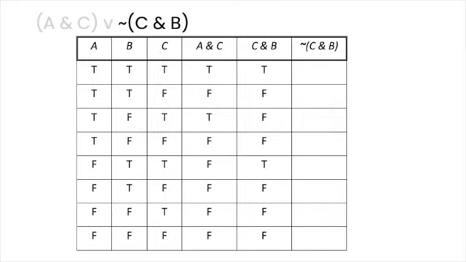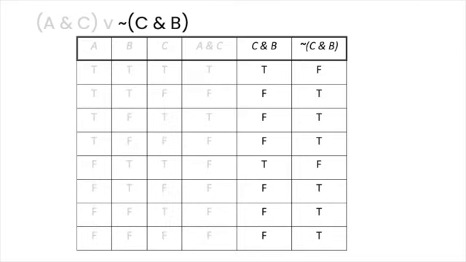Next, we add the negation. And with that, we start the column for not C and B. If you remember, what the negation does is invert the value of the sentence it applies to. Here the tilde applies to C and B. So we're simply going to switch the values in the previous column. Wherever there was a T, we'll write an F, and vice versa. Okay, now we have our two disjuncts, A and C, which appears in our fourth column from left to right, and not C and B, which shows up in our sixth column.